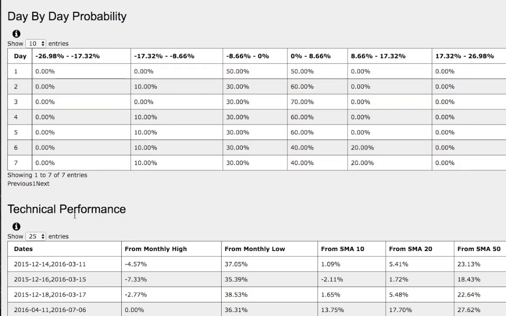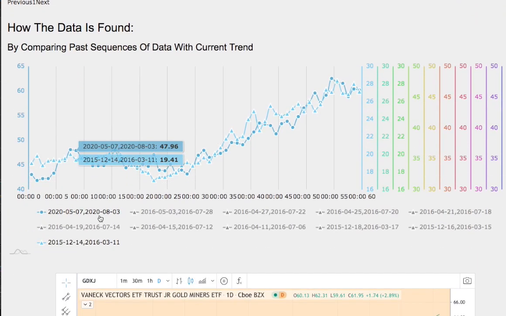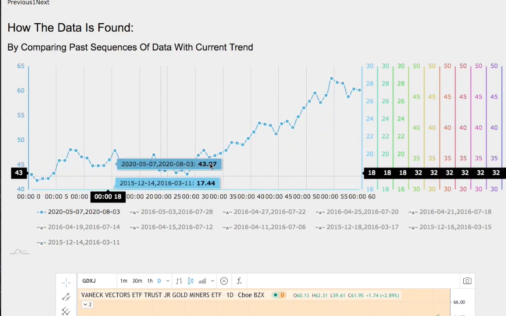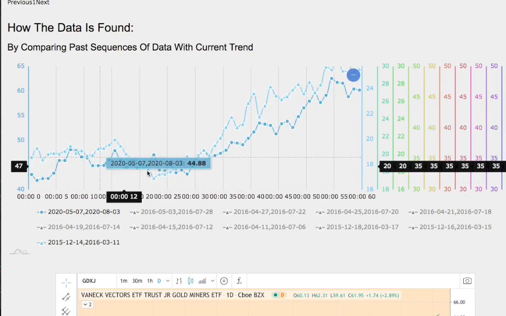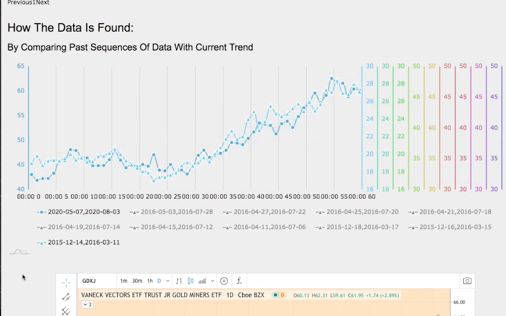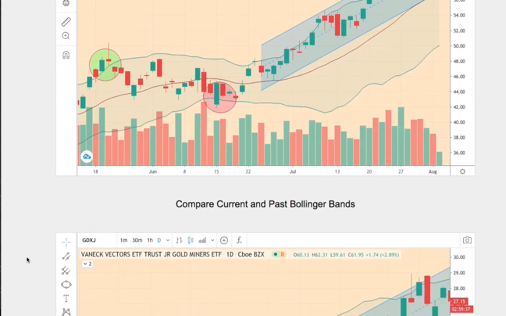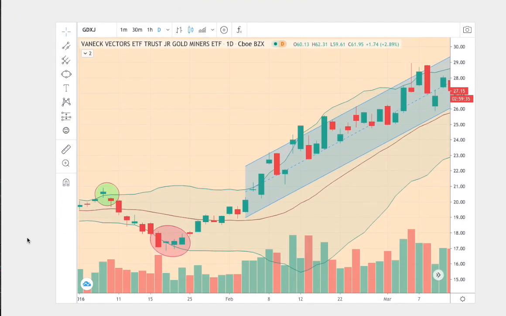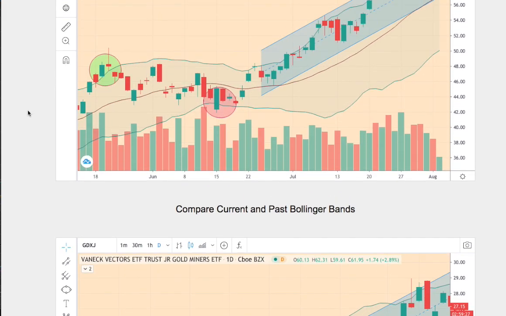So which one of these models should we use as a reference? We will use the blue line as our current trend, and the line overlapping it happens to be the best match. So right here we have our current trend, and the trend below is the one that we found on the line graph above. And this trend dates back to December 14, 2015 to March 11, 2016. So let's begin comparing both trends.